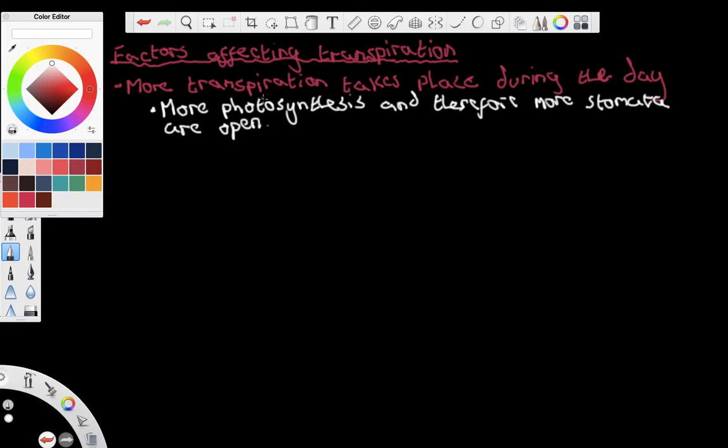So if the stomata are open to let in carbon dioxide so that photosynthesis can take place, more water can also leave the leaf. Okay? Less transpiration happens in dry conditions. Okay, so there is less transpiration in dry conditions.